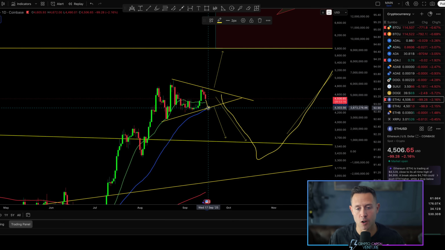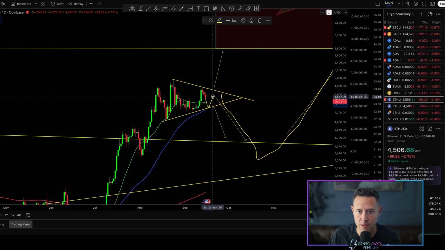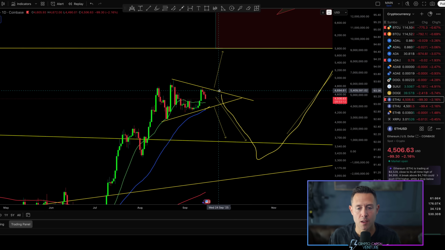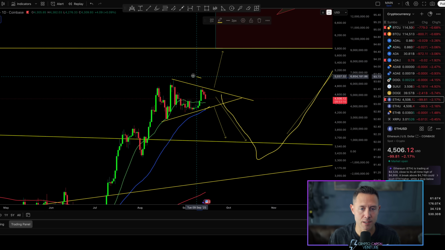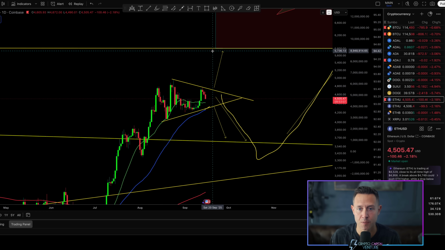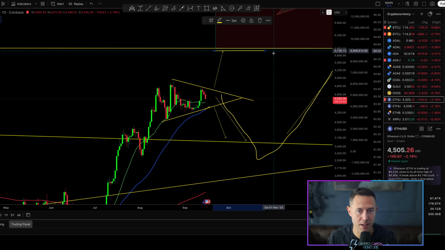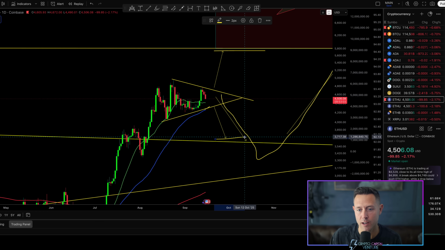Interest rate stuff is going on. People are speculating. The decision comes out and then boom, we start breaking out. Well, what's happening at the apex of really this new structure that's happened on Ethereum? We have a target of around 5,800 to the upside. And then we have a target of around 3,600, 3,700 to the downside.